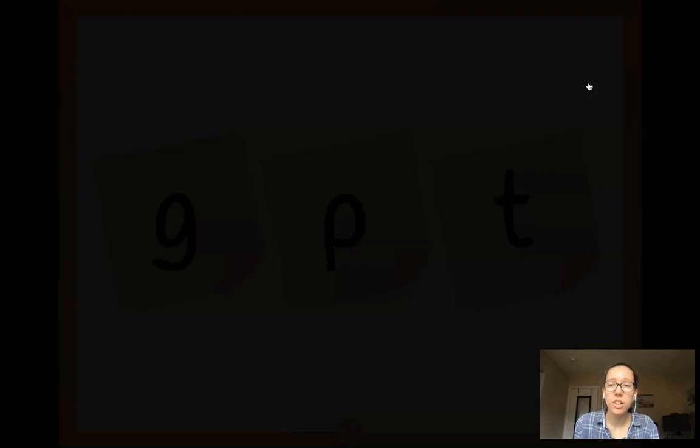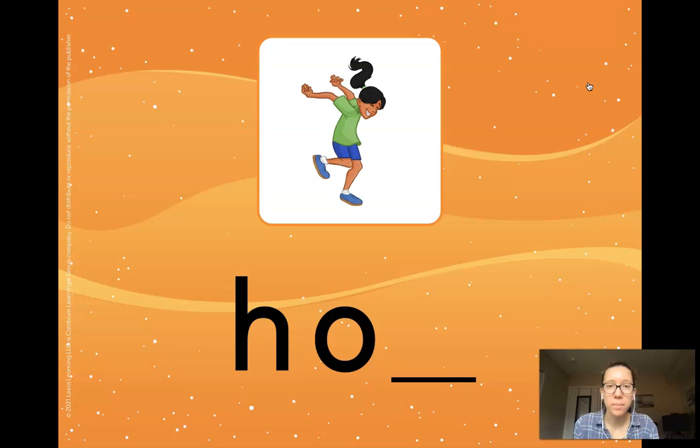Let's see which of those letters we should use for each of these words. This is a picture of hop. Hop. They've given us our first two letters, H and O. O. I'm sorry, aw. So we need to figure out what the last sound is. What is the last sound you hear in hop? Go ahead and hold up the card that we would use to finish this word.